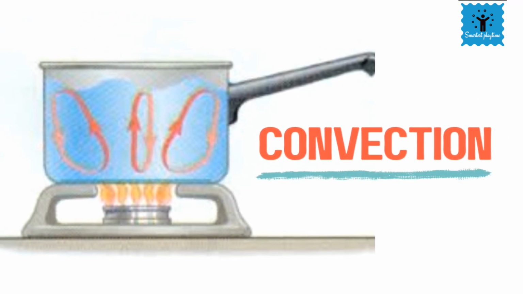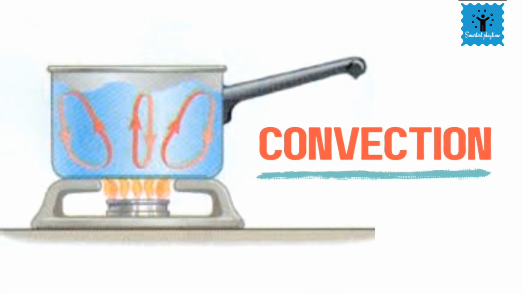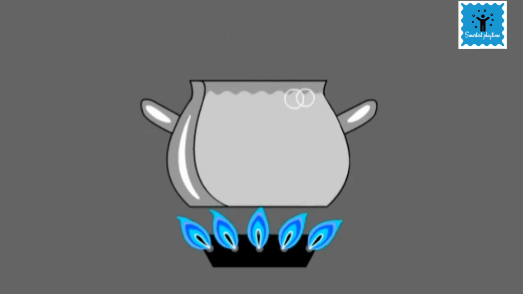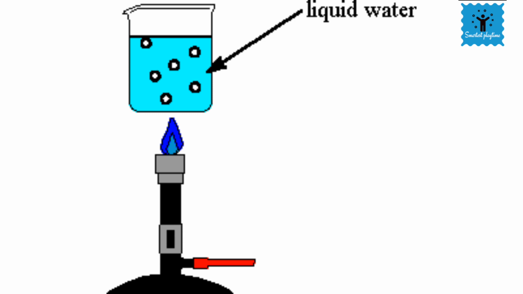Keep a pot of water on a burner. Only the bottom of the pot touches the flames of the stove. But you will notice that all the water inside the pot, even the water which is not touching the flame, becomes warmer. Now, how does the energy transfer throughout the water in the pot? The transfer of energy is because of convection.